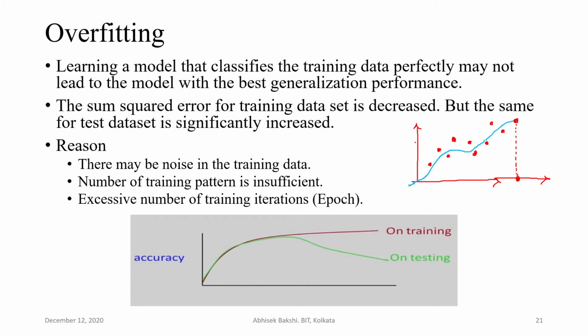Now, in case of overfitting, what happens? It happens something like this. Let me draw it. The training happened well. Actually, I should not say well, because if these points are the training data set, the curve will basically have something like this.